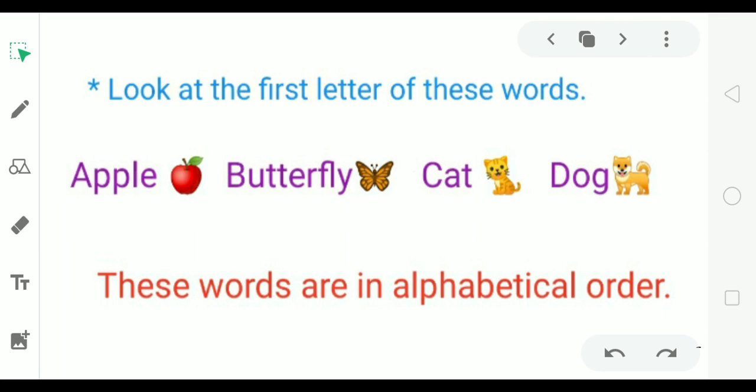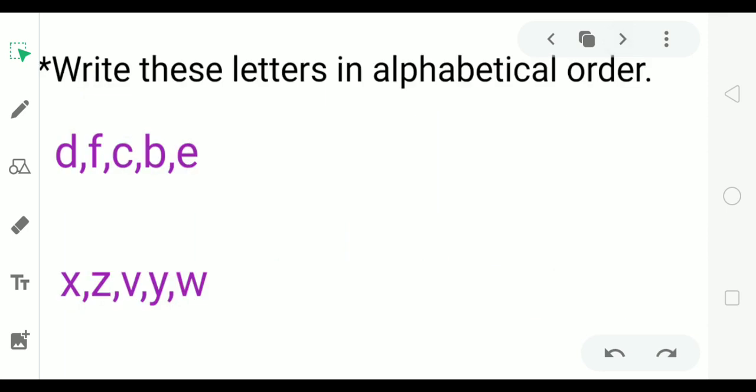Look at the first letter of these words. A, apple, B, butterfly, C, cat, D, dog. These words are in alphabetical order. Let us do the exercise. Write these letters in alphabetical order.